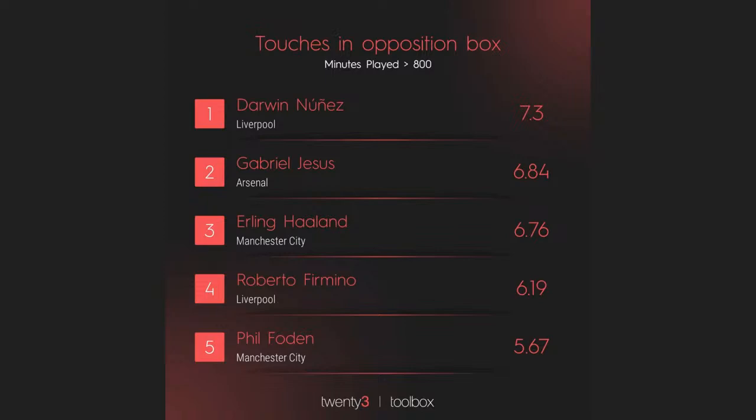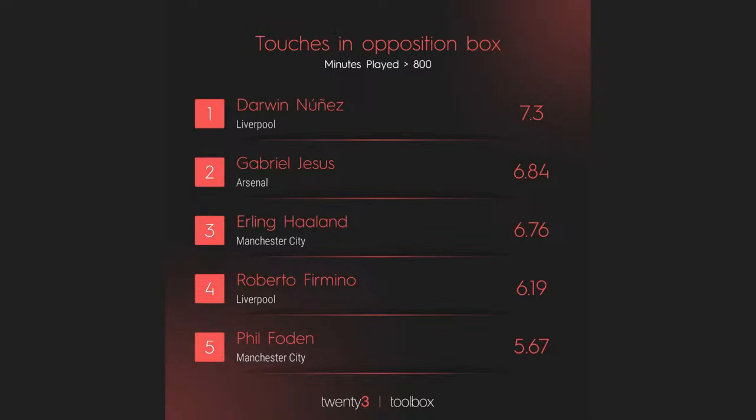Yeah, I mean, I was surprised by this because I just assumed Erling Haaland would be top. And look, he's third. It's fine. But you've got two Liverpool forwards here in the top five. You've got Darwin top at 7.3 touches in the opposition box per 90. This is a per 90 average metric. This is a lot. He's getting the ball a lot.